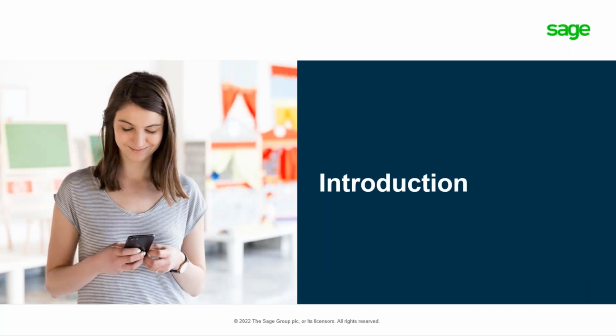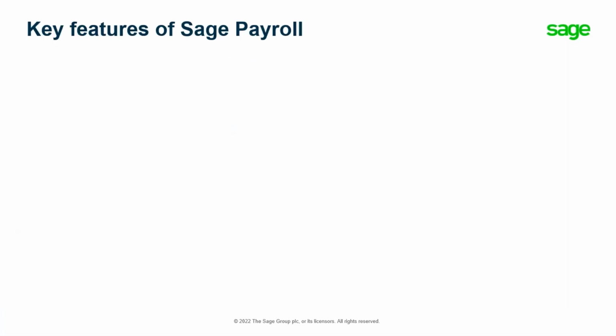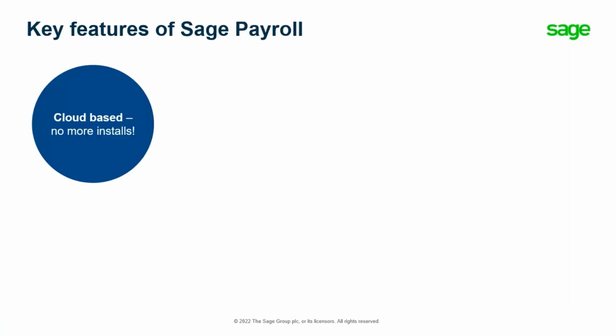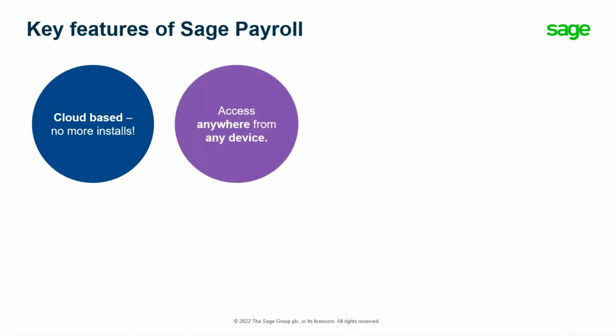So let's move straight on to our introduction, where I'm going to quickly list off a few of the key features and benefits of the Sage Business Cloud Payroll software. So number one, it is completely cloud-based. So you can access it through a browser. There's nothing for you to install, and you can access it anywhere from any device with an internet connection. So that could be a PC in the office, it could be a laptop, it could even be a tablet, an iPad, or anything like that.